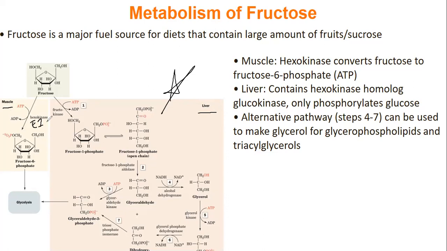And luckily, it's permissive enough to do fructose. So it does more or less the same thing as it does to glucose, and it adds a phosphate to our 6 position, which makes fructose 6-phosphate, which goes directly into glycolysis. So in muscles, it's easy. No extra reactions are needed for fructose.